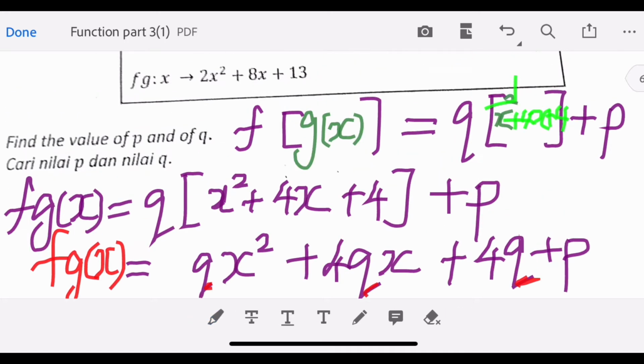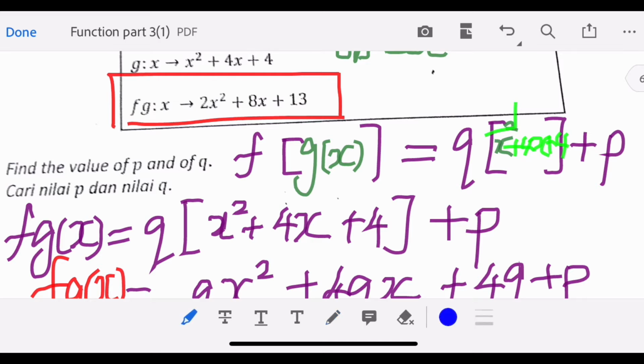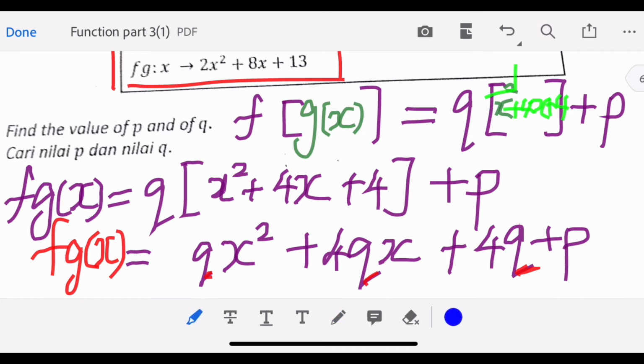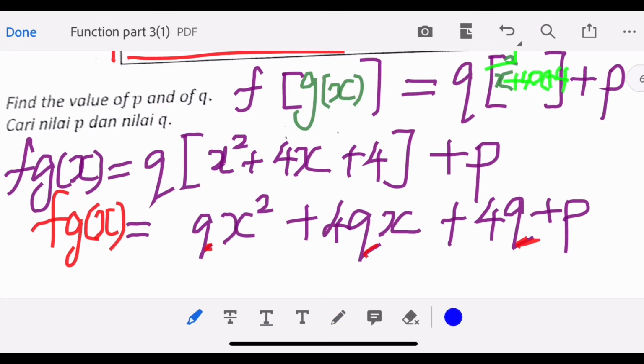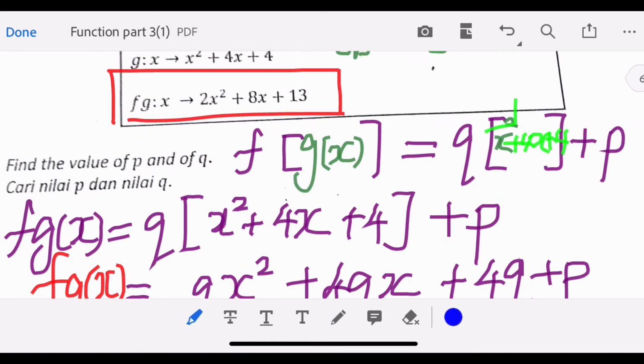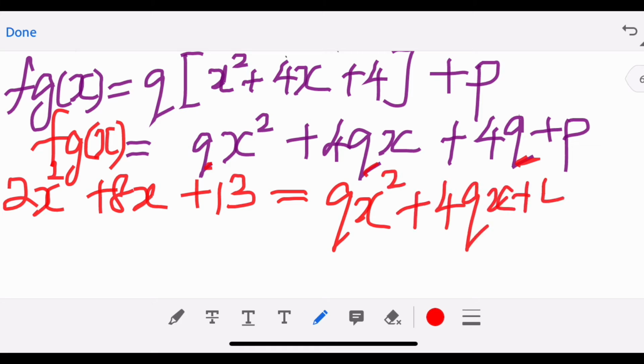And then after that, you see, in fact, they gave you the answer already, right? So why they give you the answer is for you to solve the p and q. So that means you can copy down the 2x squared plus 8x plus 13, which is the answer given for you. Okay, so it's equal to qx squared plus 4qx plus 4q plus p, right?